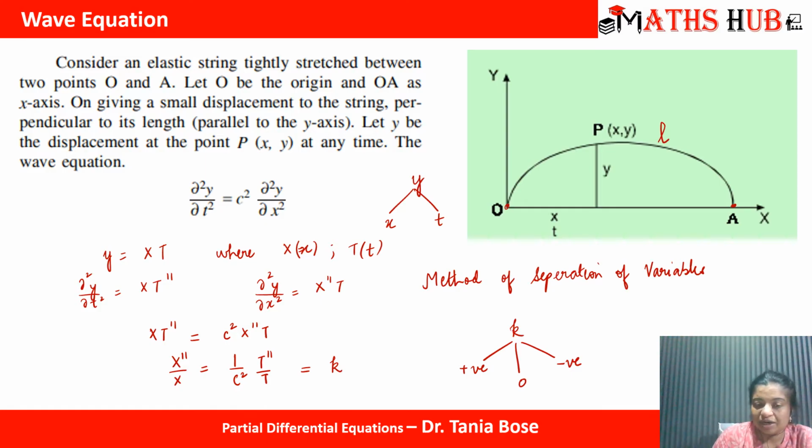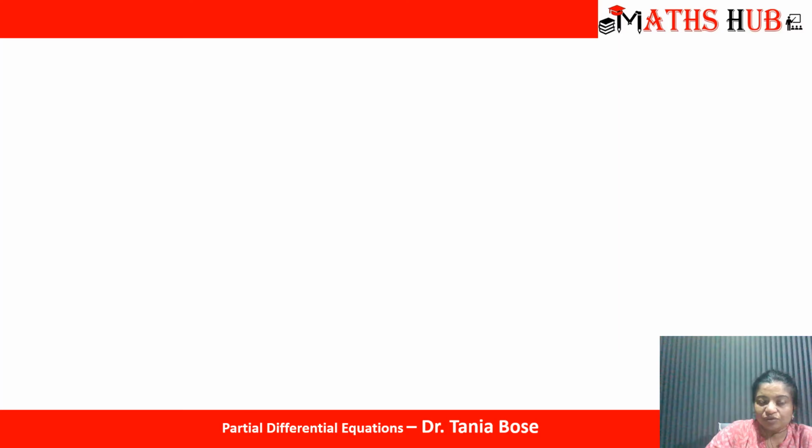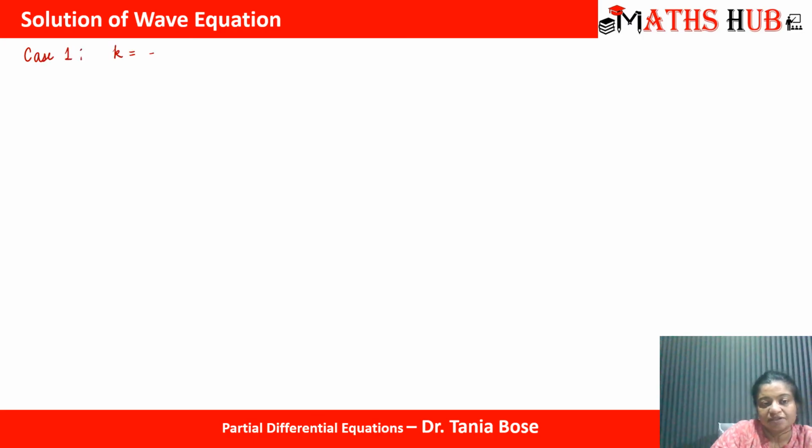So let us take this equation and solve for different values of k, right? So we do the first case, and the first case is when k is a positive number. So we assume case 1, k is positive. So if k is positive, we assume k to be some number p square. Now whether p is positive or negative, p square is always going to be positive. So our equation was X double dash by X is equal to 1 by c square T double dash by T. So let us take the first equation, that is X double dash by X, and let us put it equal to p square.